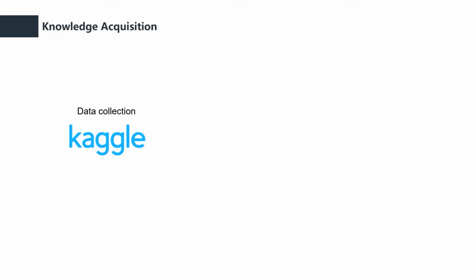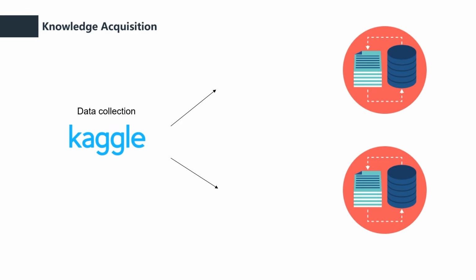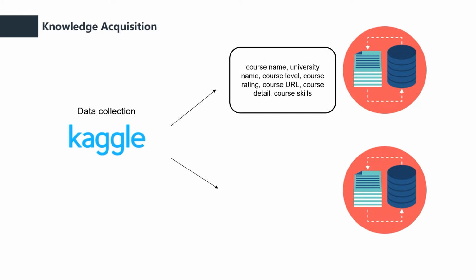In knowledge acquisition part, using Kaggle, we collected 2 similar datasets. The first one contained course name, university name, course level, course rating, course URL, course detail, course skills. There is totally 3,416 data in this dataset.